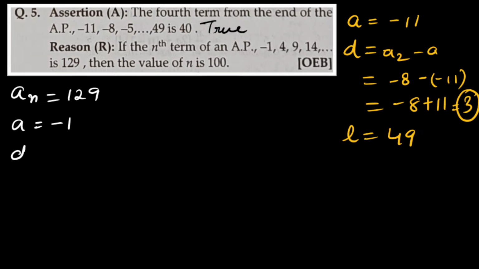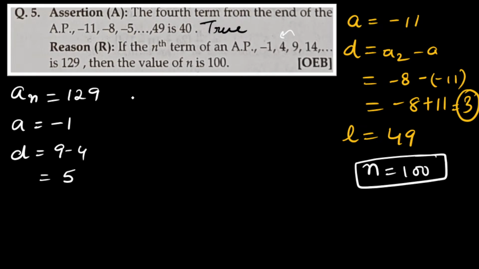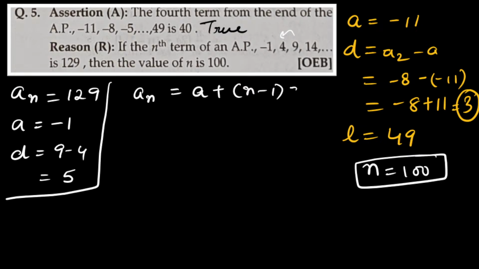A is minus 4. D is, this I'll do, 9 minus 4. 9 minus 4 is equal to 5. And n's value they are telling, if this is the given thing, then n is equal to 100. Let's use the formula of an and check whether the value of n is correct or not. An is equal to a plus n minus 1 into d. A is minus 4, plus n minus 1 into d. D is 5. An is also given to us as 129.